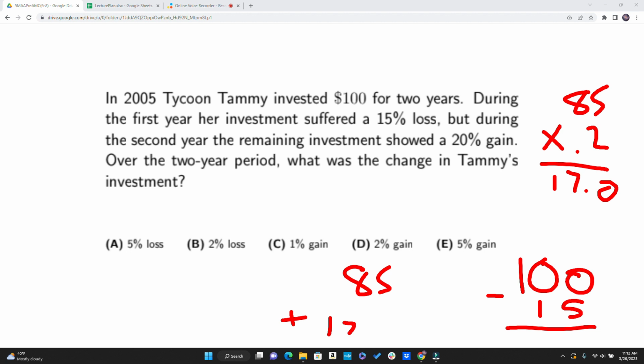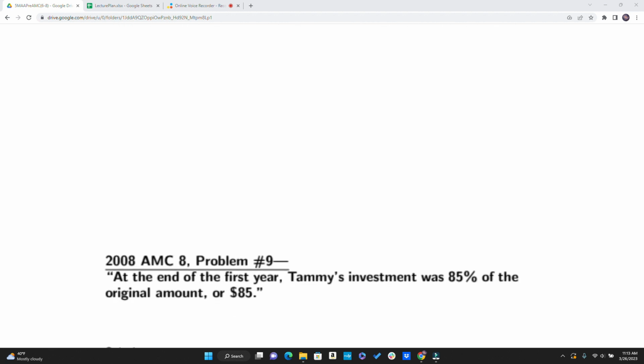So she starts with 85, gets another 17. 85 plus 17, that is 102. So in the end, she went from $100 to $102. So how much did that change? Well, we went up 2. That's 2%. Tammy gained 2%.